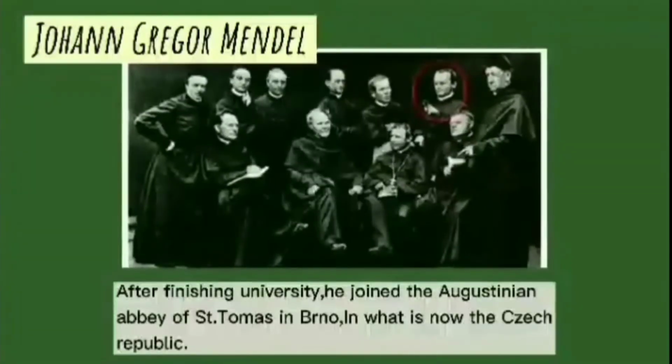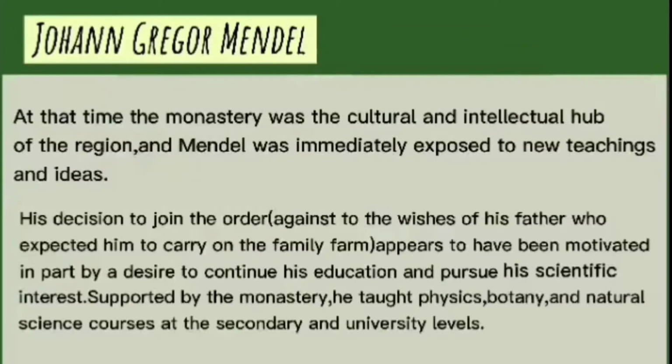After finishing university, he joined the Augustinian Abbey of St. Thomas in Brno, in what is now the Czech Republic. At the time, the monastery was a cultural and intellectual hub of the region, and Mendel was immediately exposed to new teachings and ideas. His decision to join the order, against the wishes of his father, who expected him to carry on the family farm, appears to have been motivated in part by a desire to continue his education and pursue his scientific interests.